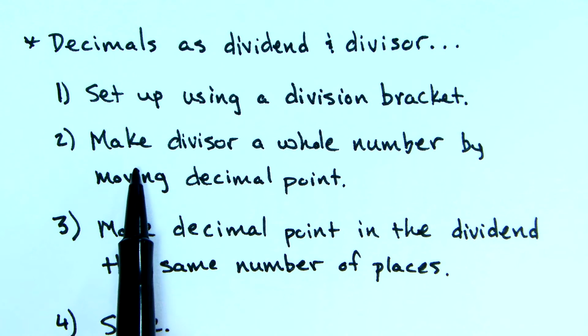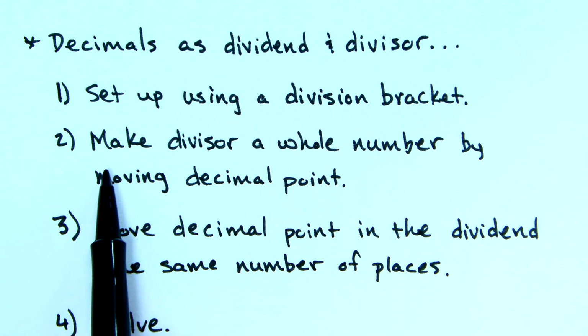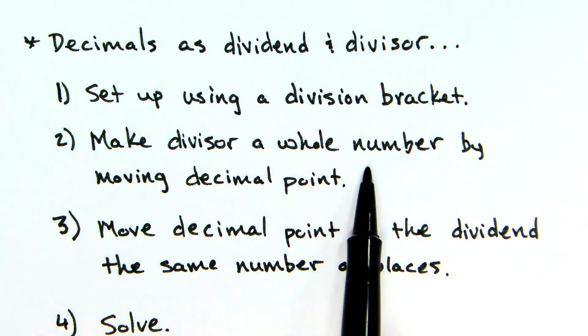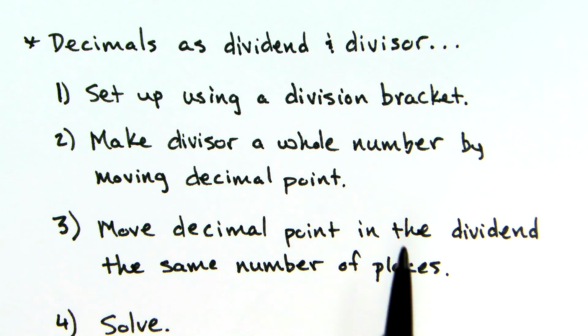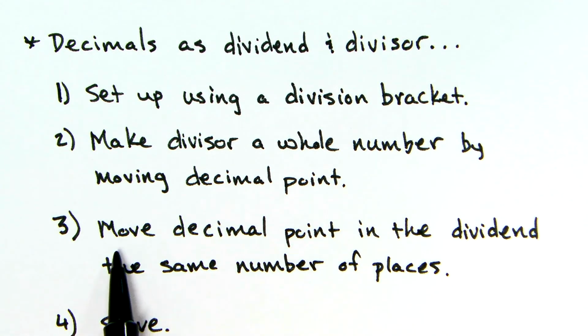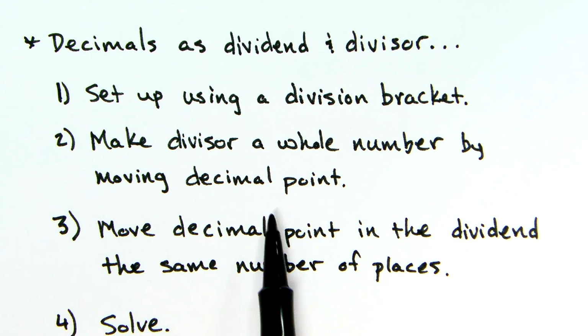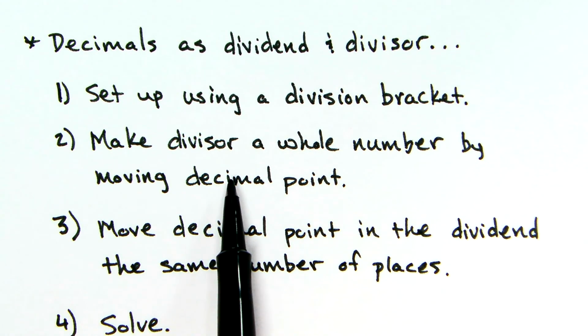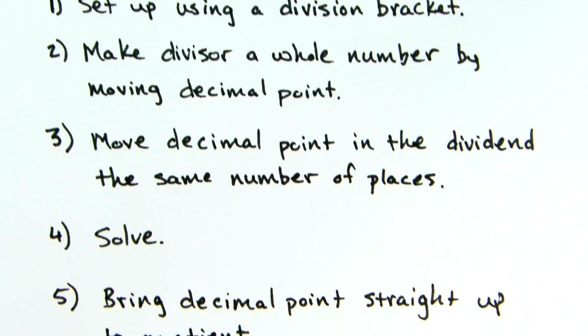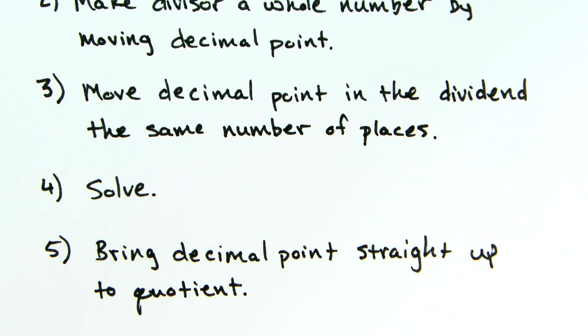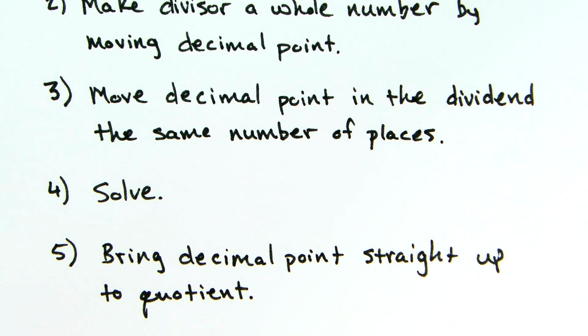Step 2, this gets a little more interesting because we need to make the divisor a whole number by moving the decimal point. And you'll see that in the examples. It'll make sense in a moment. Step 3, move the decimal point in the dividend the same number of places. So if I had to move it in the divisor once, I'm going to move it in the dividend once. If I move it in the divisor twice, I move it in the dividend twice. And then the last 2 steps are the same as before. You solve, and then you bring the decimal point straight up to the quotient.